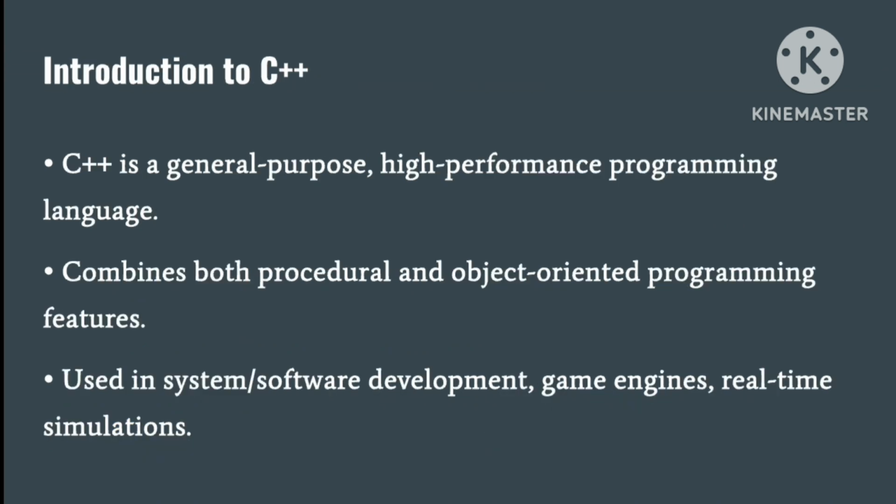Now let's learn what a C++ program is. C++ is a general purpose and high performance programming language. It combines both procedural programming as well as object-oriented programming. It is used in software development, game engines, and even real-time simulation. C++ is a good language in terms of its simplicity and flexibility due to object-oriented programming principles. C++ is a very popular programming language which has many benefits and is used in many industries.